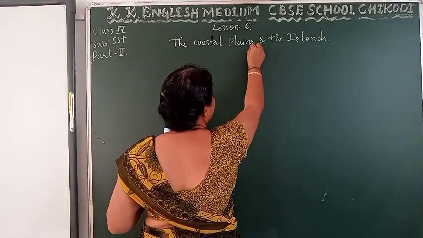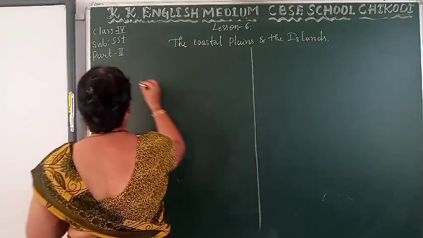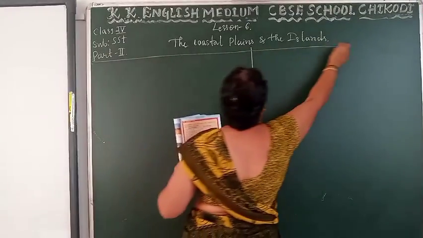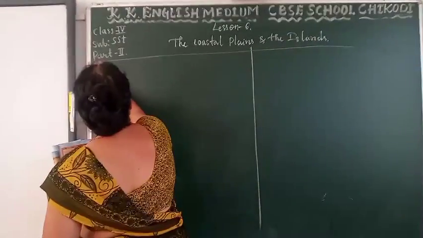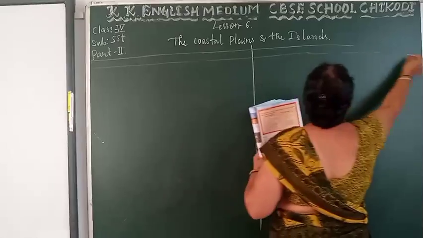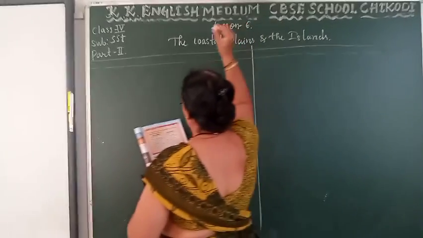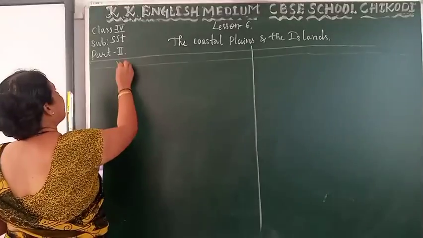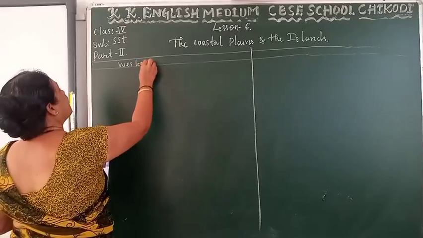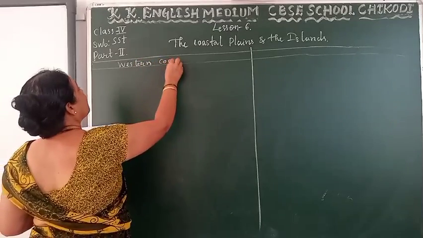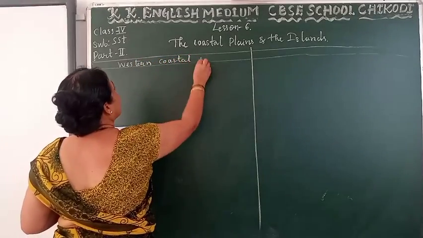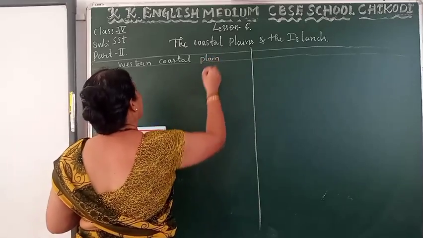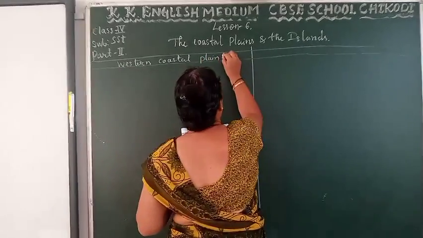Okay, so make two parts, or it is already there in the textbook. This is the western coastal plain and the eastern coastal plain.